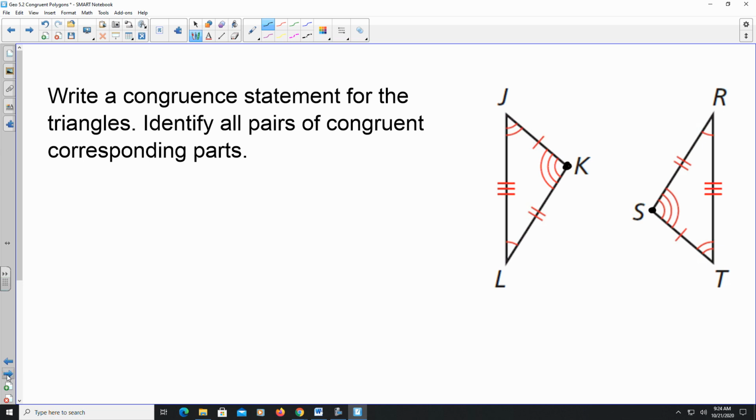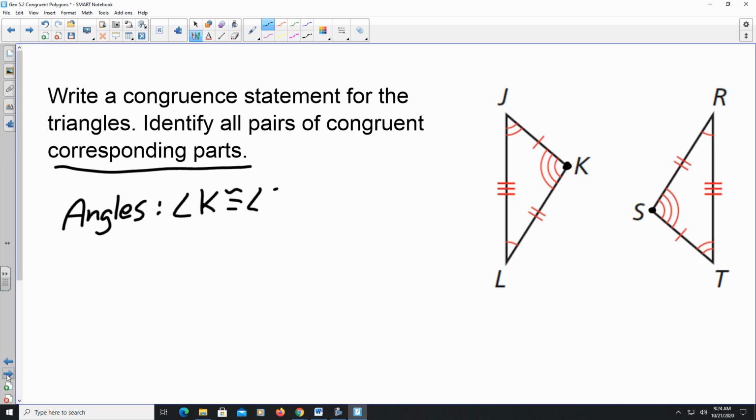So what we can say is, if we were to look at the corresponding parts, let's take a look at the angles. So if I look at the angles, I could say that angle K is congruent to angle S because of the hash marks. I can also say that angle J is congruent to angle T. They both have two hash marks. And then finally, I can say that angle L is congruent to angle R because it has one.